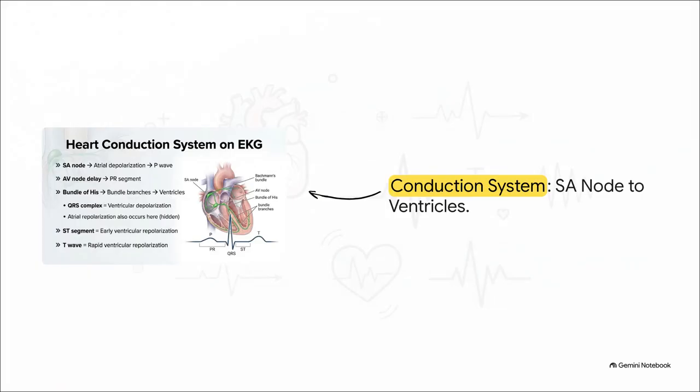Every single letter on an EKG has a direct anatomical source. Think of it like a chain reaction. An electrical impulse kicks off in the SA node, causing atrial depolarization, and that gives us our P wave. The signal then pauses for a split second at the AV node, creating our PR segment, before shooting straight down the bundle of His and bundle branches into the ventricles. That massive ventricular depolarization creates the QRS complex, which is followed finally by the T wave, representing ventricular repolarization.